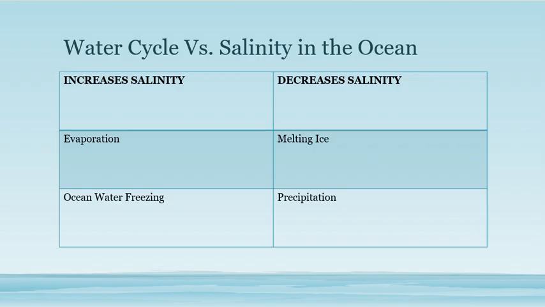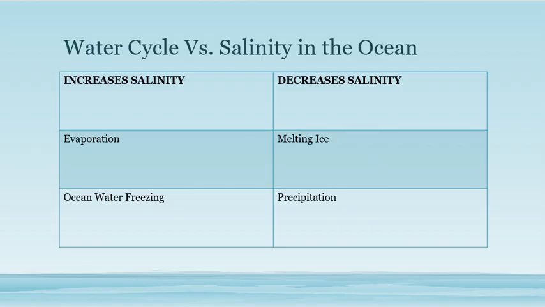Evaporation increases salt in the ocean because when water and gases move up into the atmosphere, salt becomes higher, which creates more salinity. When ocean water freezes, it also creates an increase in salinity because the salts are pushed down to the ocean, causing that area to have higher salinity.